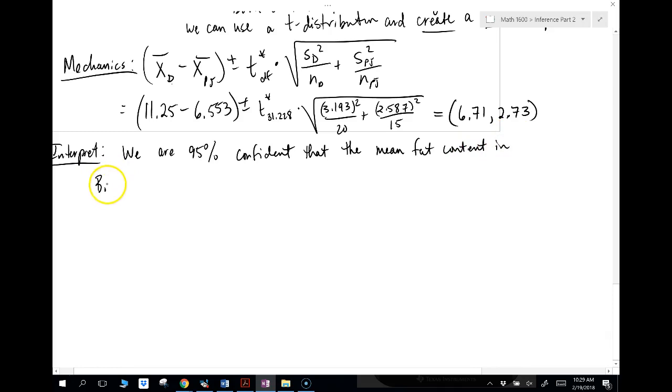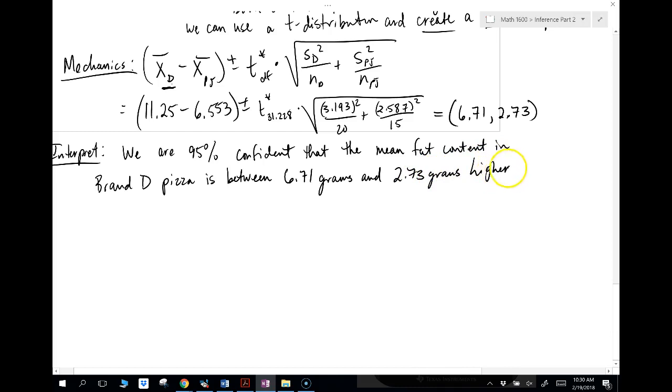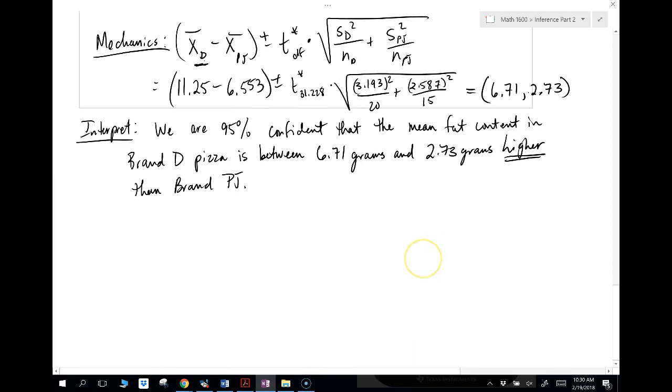So we are 95% confident that the mean fat content in brand D pizza, sorry, that was first, right? D came first, is between 6.71 grams and 2.73 grams higher. Why did I say higher? Higher because they're both positive than brand PJ. So what does this tell me? This tells me that brand D is always going to be bigger than brand PJ because they're both positive.